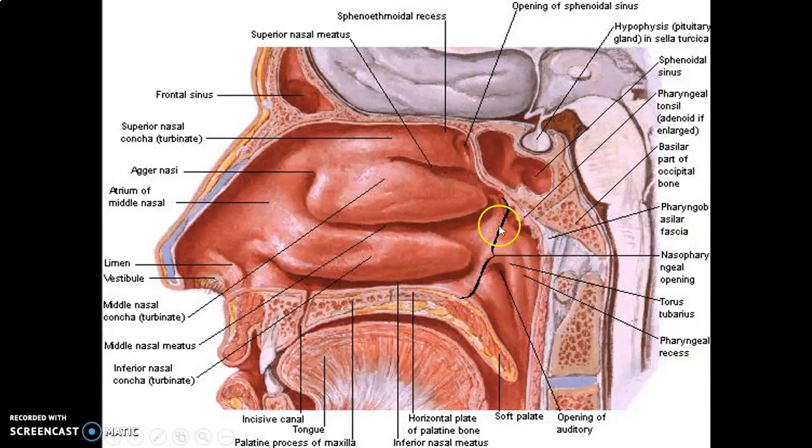So this is the nasal. This is the choana, that is the posterior limit of the nasal cavity, and after that you get to the pharynx, the nasopharynx. So this is nasopharynx here.